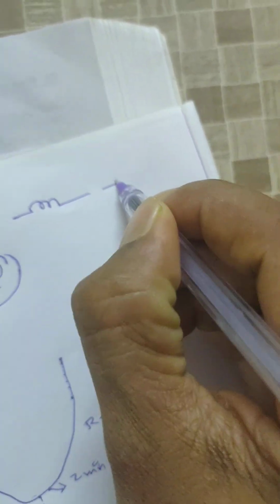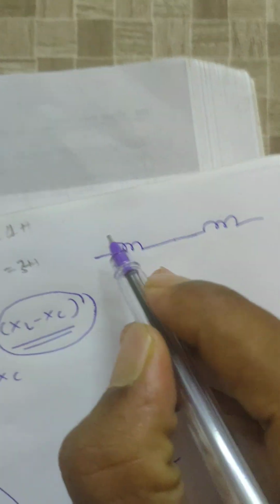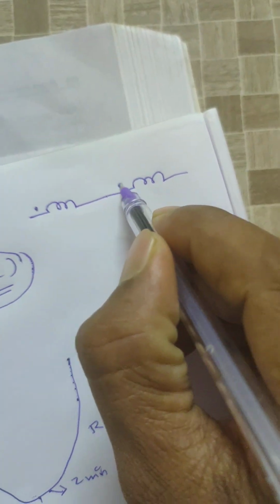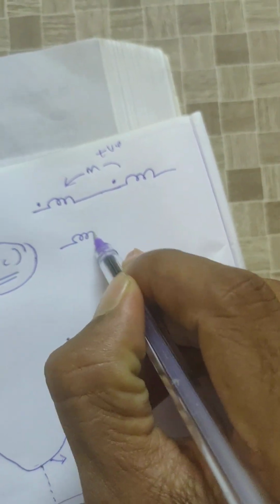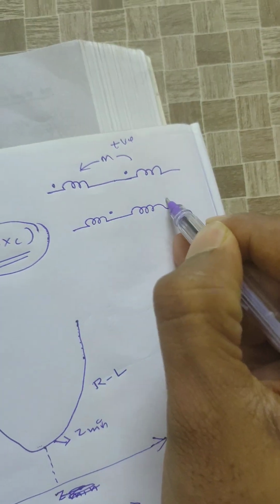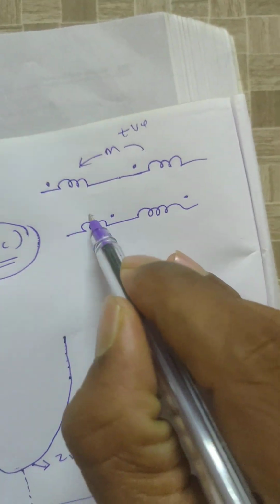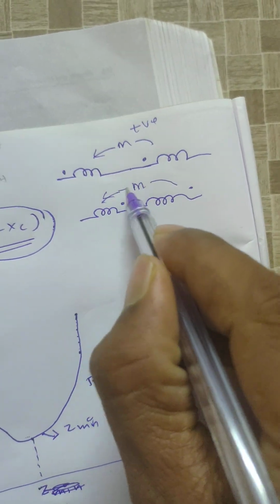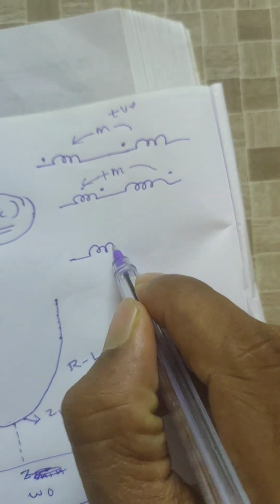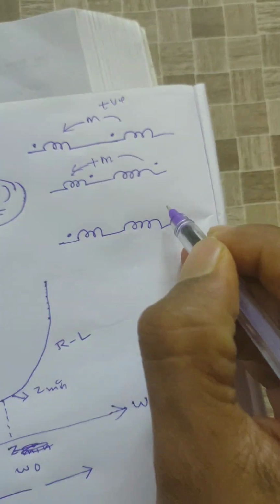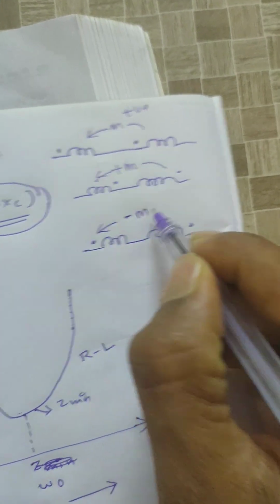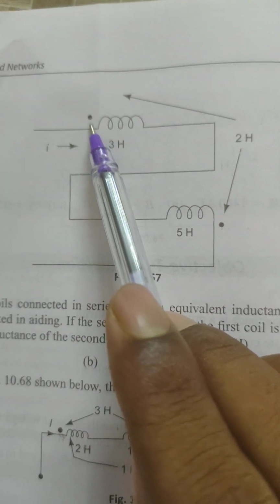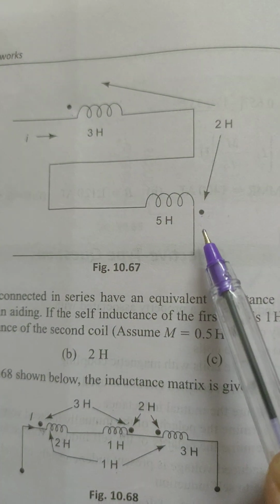let us consider two coils connected in series. If in both coils current is entering, mutual induced EMF M is positive. If in both coils current is leaving, mutual induced EMF is also positive. If in one coil current is entering and in the other coil current is leaving, then mutual inductance is negative, minus M. Now see here, from this given question, in this coil current is entering, right? In this coil current is leaving, right?